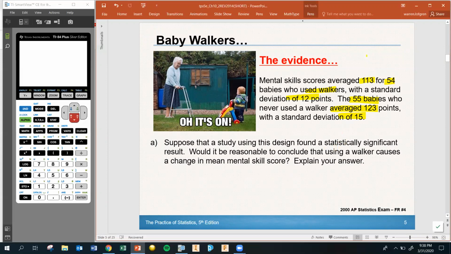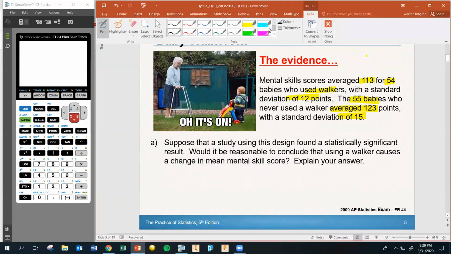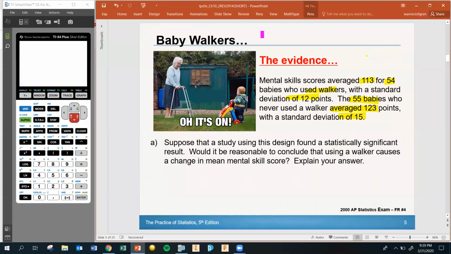And explain your answer. There's one key word that shows up in there that anytime you see this word in stats, you really need to pause and think about it. And that word is causes. So they're wondering, is it reasonable to conclude that using a walker causes a change in mean mental skill score? Since the very beginning of the year, we've talked about this word, and this idea is going to show up on your AP exam.